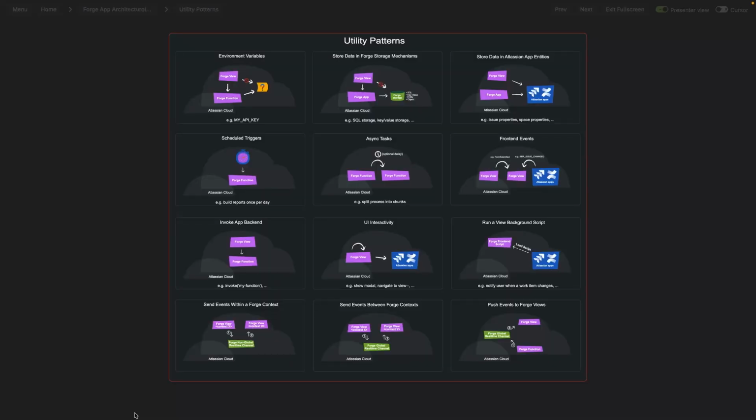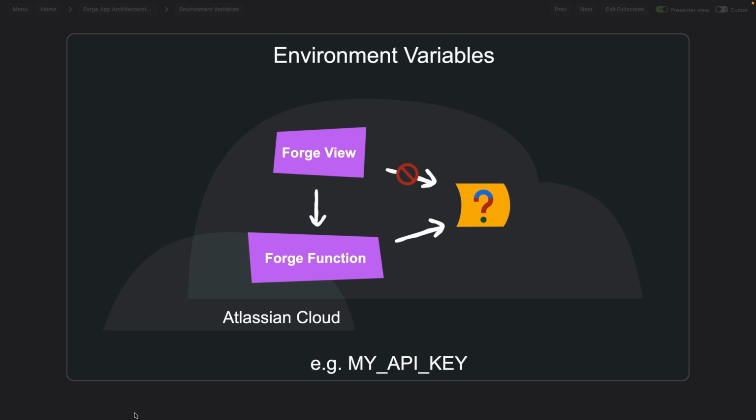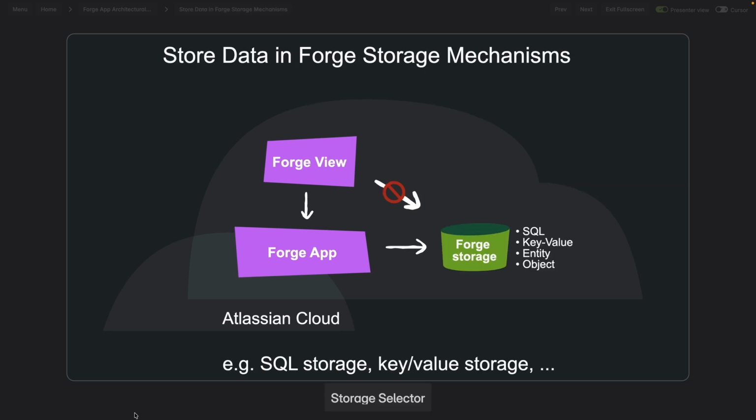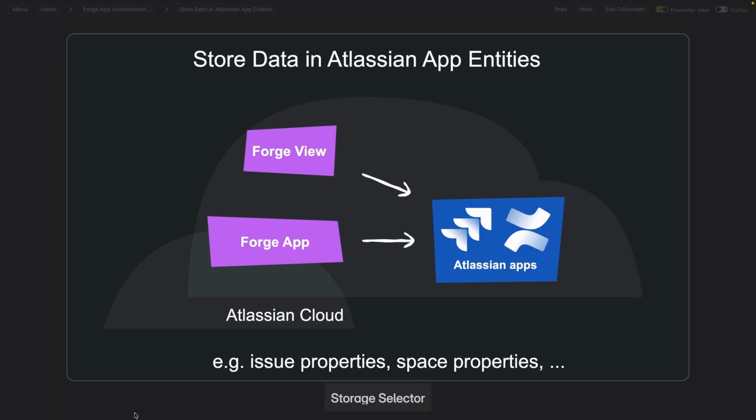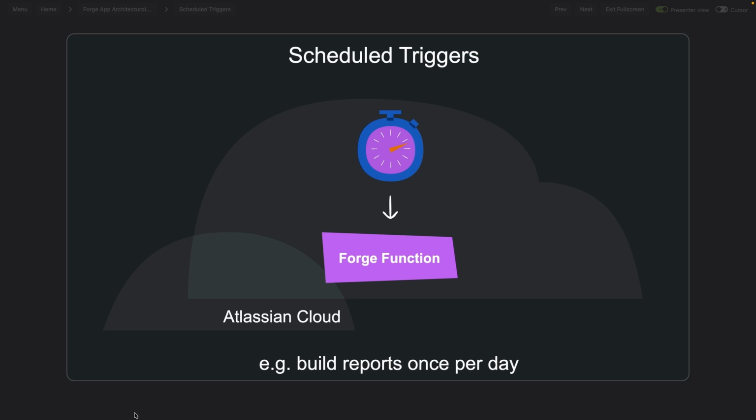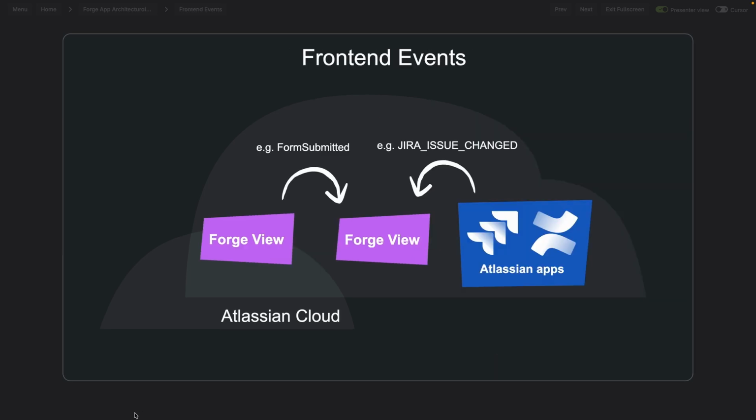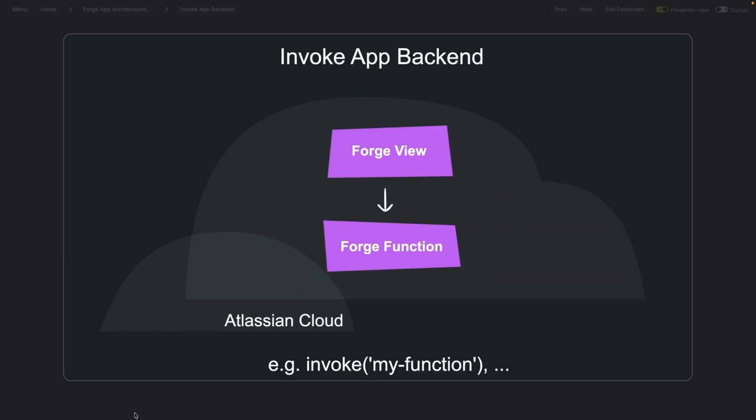Utility patterns can be thought of as fundamental building blocks. On their own, they don't do anything particularly useful, but they identify various low-level capabilities of Forge. You'll see these patterns incorporated into other patterns in the same way that Lego bricks can be combined to do useful things.